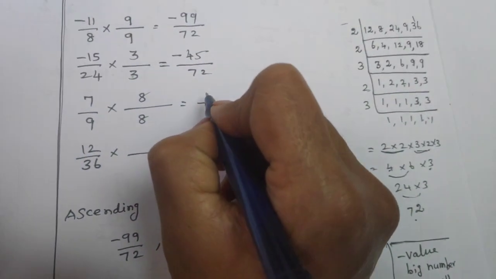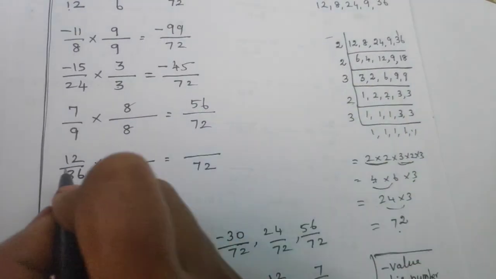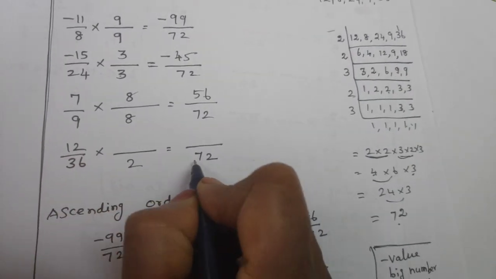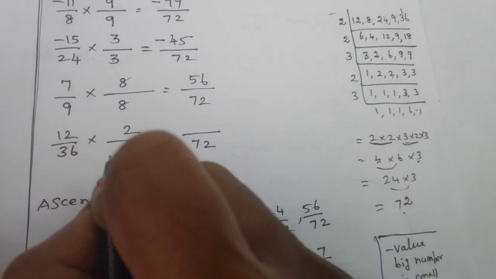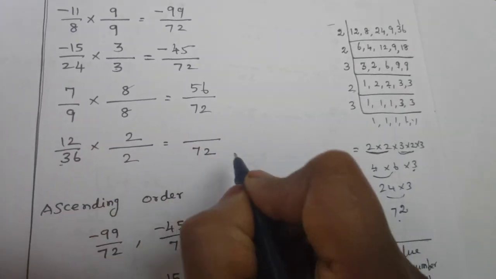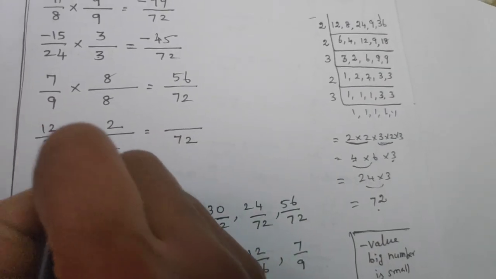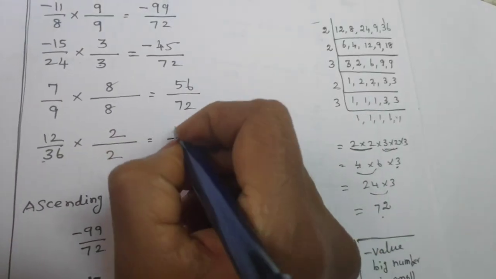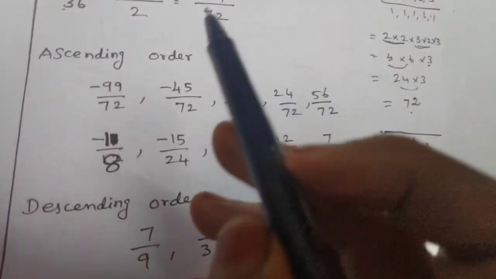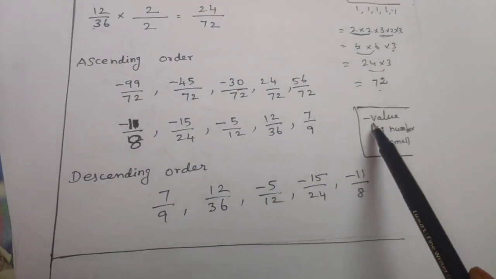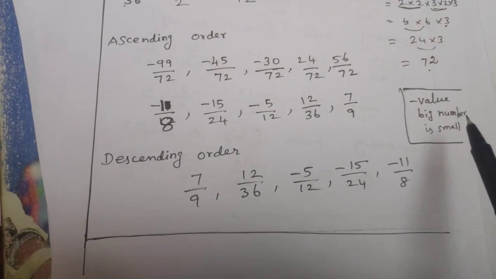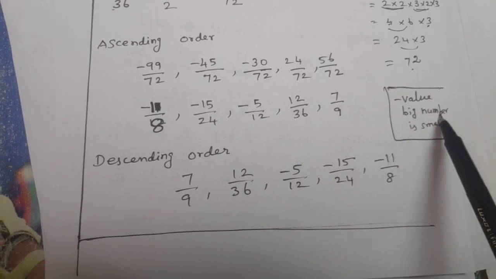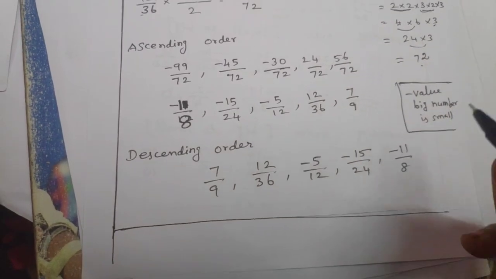8 7s are 56. Next 72. 36 2s are 72, so here you write 72. Sorry, 36 2s are 72. 12 2s are 24. Ascending order: with minus values, the big number is the small number.